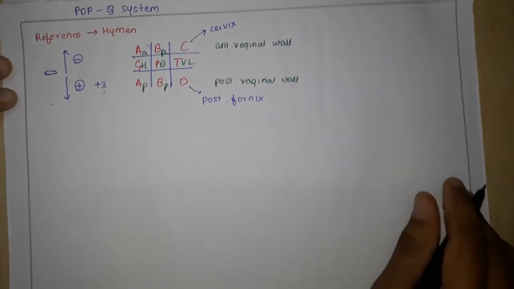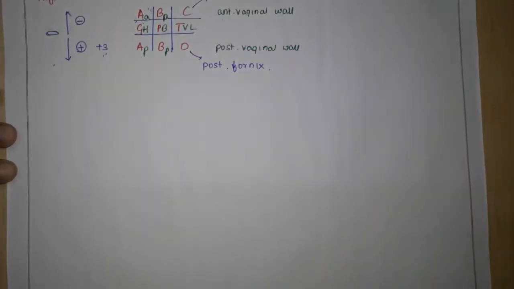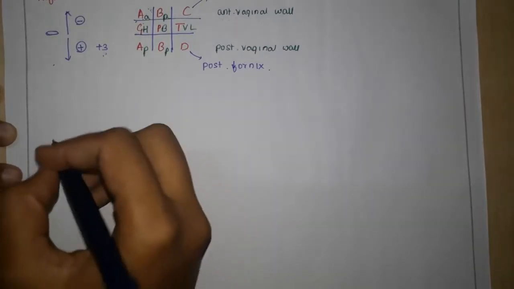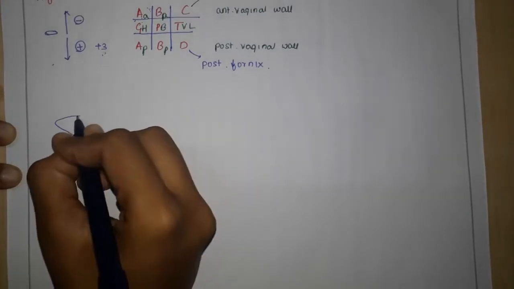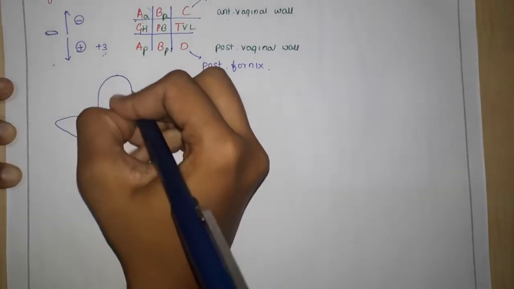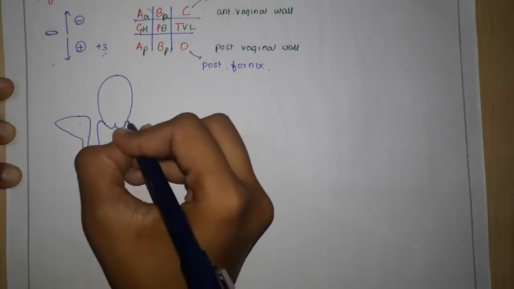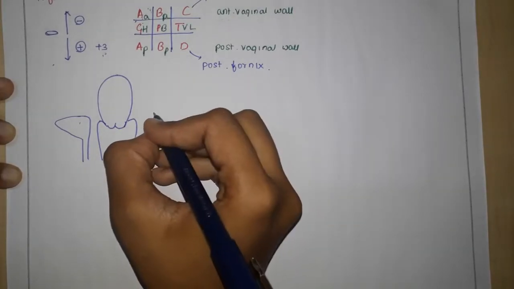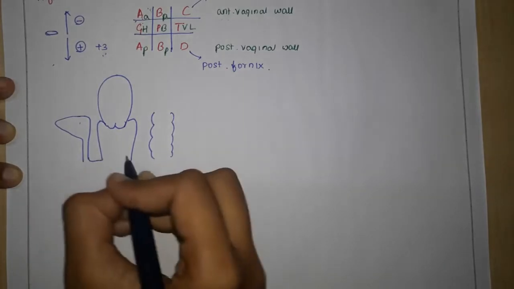Now that we know which point is what on the grid, let's find out what these points are. First we'll focus on the middle row. So for that we need to draw a schematic diagram. This is the urinary bladder. This is the uterus. This is the rectum.